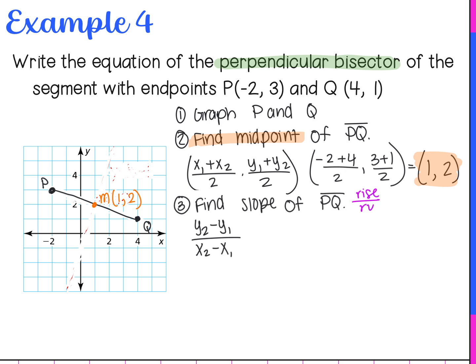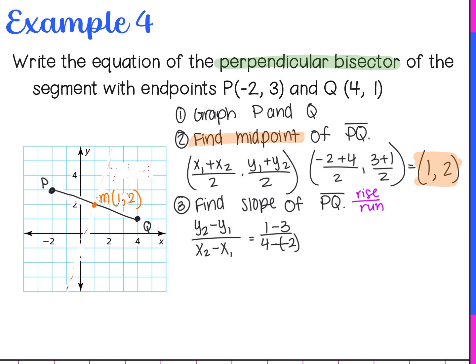Rise over run. You could tell that your slope is going down, so you know it's going to be some sort of negative slope. So always look at it and determine what are you given. Can you kind of look at what they're giving you? So I'm going to go ahead and plug in what I have. I'm going to plug in 1 minus 3 over 4 minus negative 2.